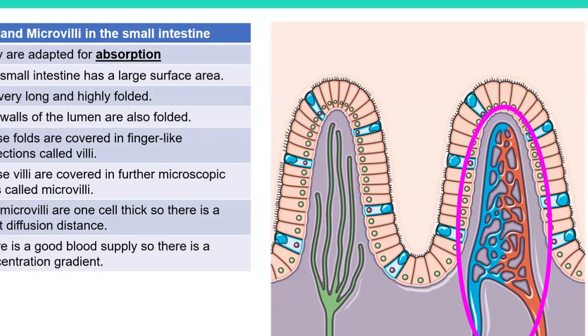See why that's important today. Short diffusion distance, so nutrients can move, one cell thick, good concentration gradient. So there's always a difference in concentration between inside the lumen and in the blood. There's always going to be more sugars or whatever in the lumen and less in the blood. And we've got this large surface area because of all of these tiny little villi and structures that help increase the surface area. And we're going to talk more about those.